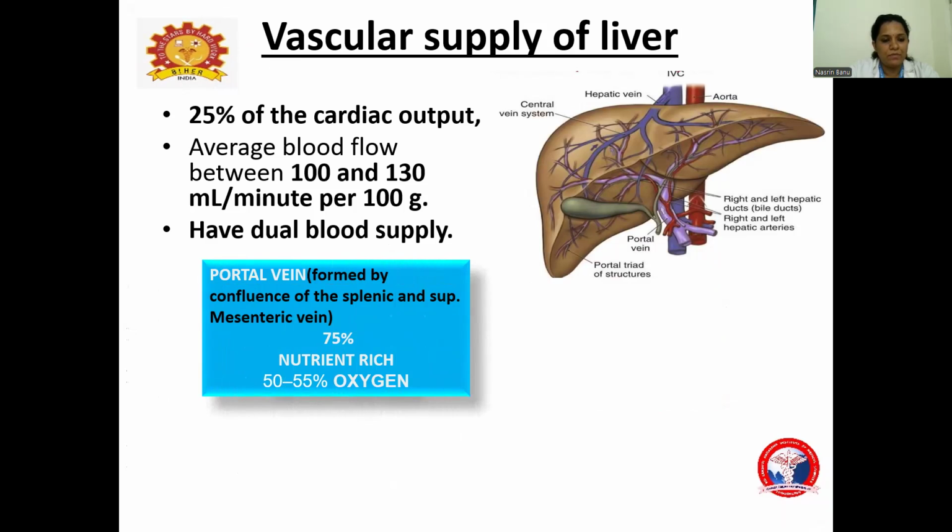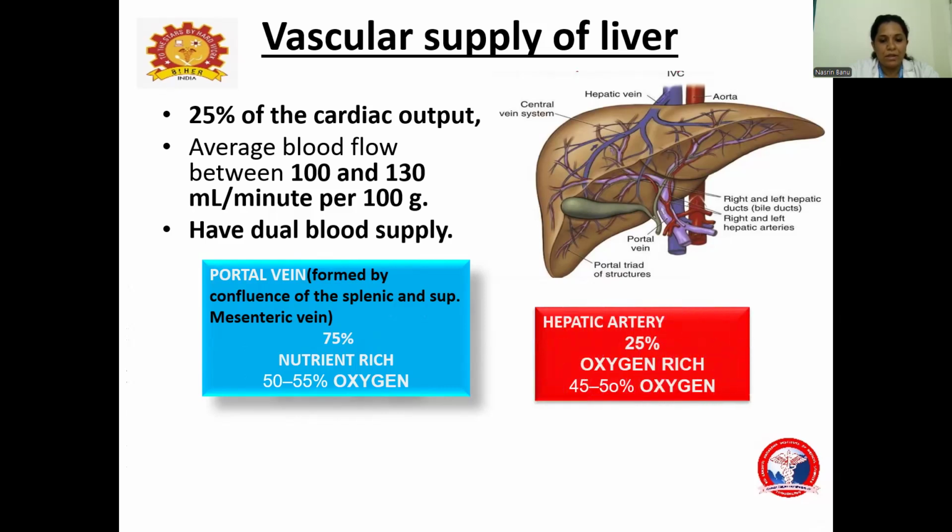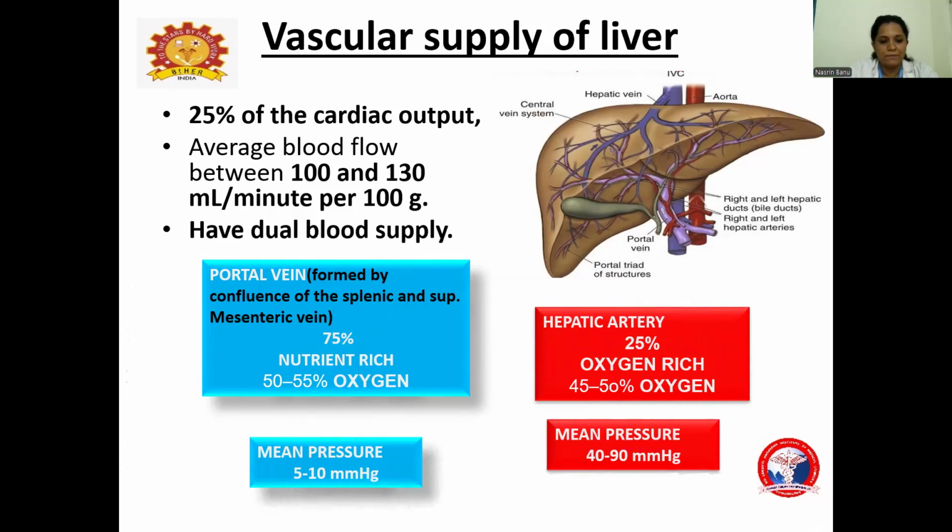One is the portal vein, which is formed by the confluence of the splenic and the superior mesenteric vein. It is 75% nutrient rich and contains about 50 to 55% oxygen. The second source is the hepatic artery, which is 25% and oxygen rich, with about 45 to 50% oxygen. The mean pressure in the portal vein is about 5 to 10 mmHg, whereas the mean pressure in the hepatic artery is about 40 to 90 mmHg.